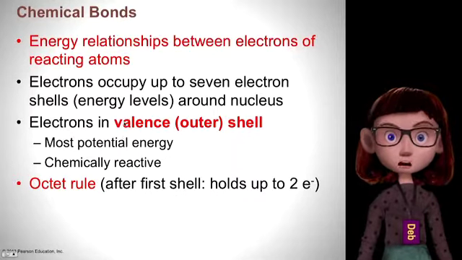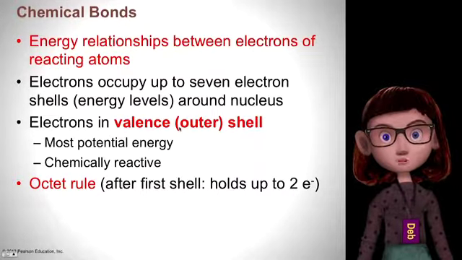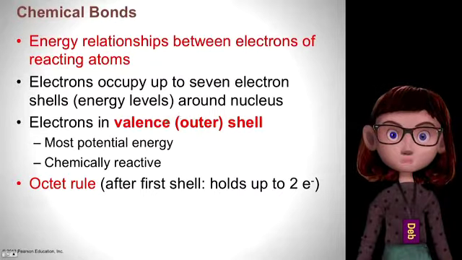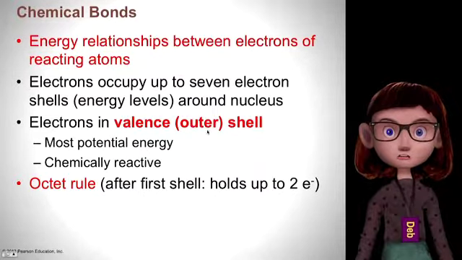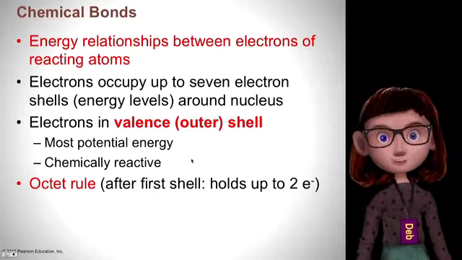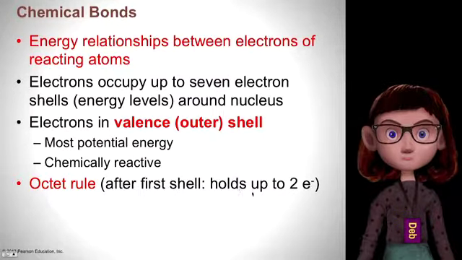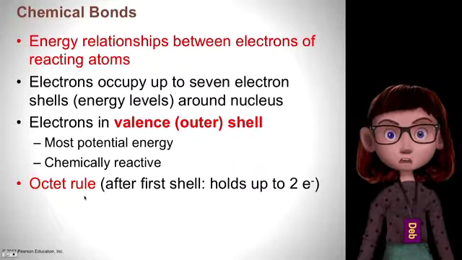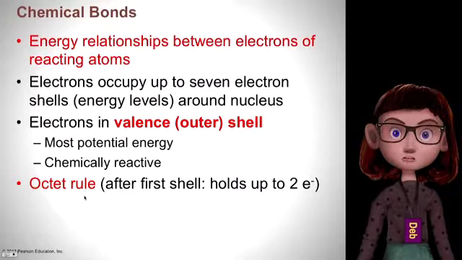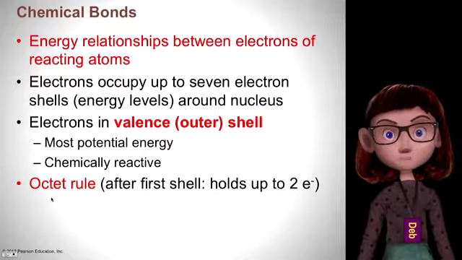Depending on the particular atom, it's always going to have an outermost shell, and depending on the number of electrons in that outer shell, we call that the valence shell. Those electrons have the most potential energy, and those are the electrons that will be chemically reactive with other atoms. The very first shell holds up to 2 electrons, and from then on, as we go progressively out, each shell will hold up to 8 electrons, and that, of course, is called the octet rule.